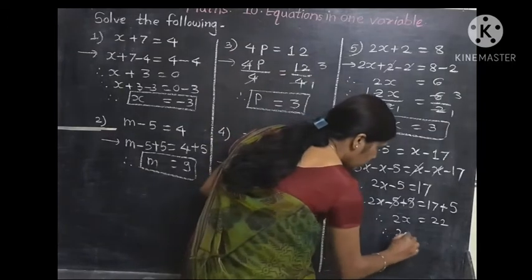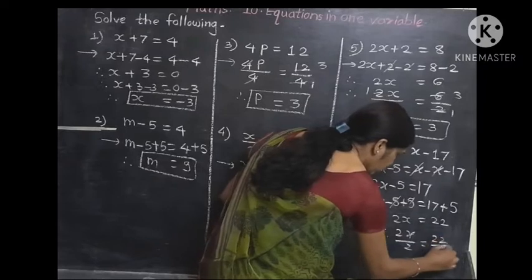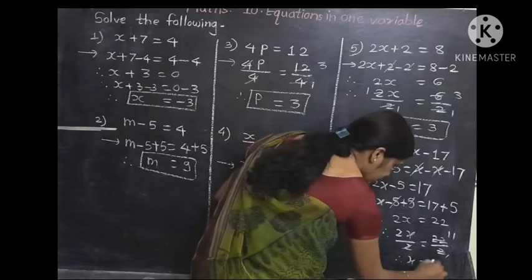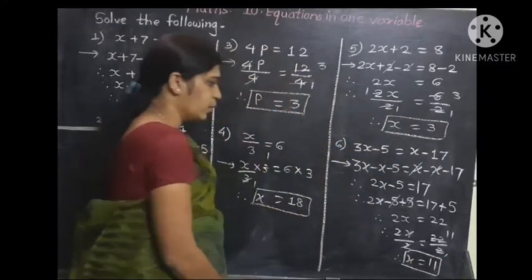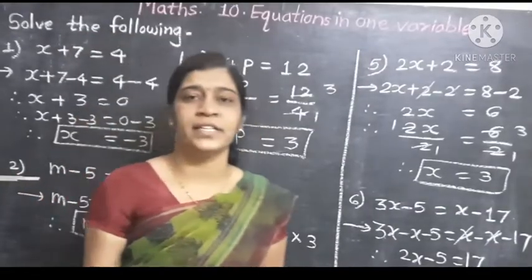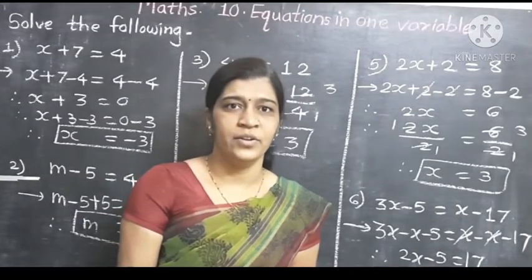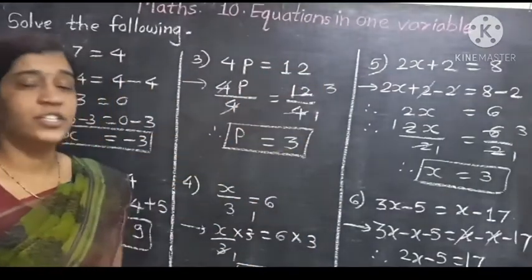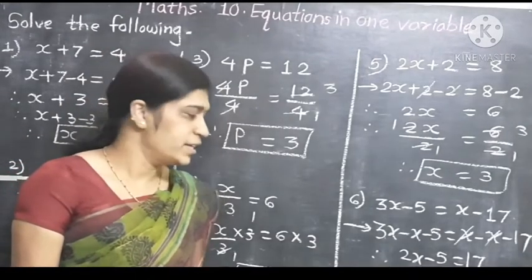Now dividing by 2. What is the answer here? 22 upon 2. 2 ones are 2. Therefore x is equal to 11. Value of x is here 11. Okay, understand? So all these 6 examples we had learned in the last standard. So in this 8th standard we will study equation in one variable, how to solve equation in one variable. So let's start.